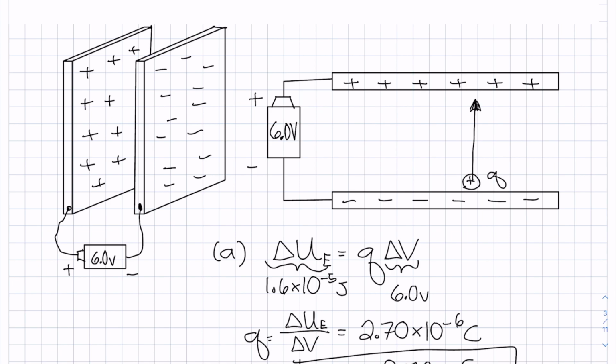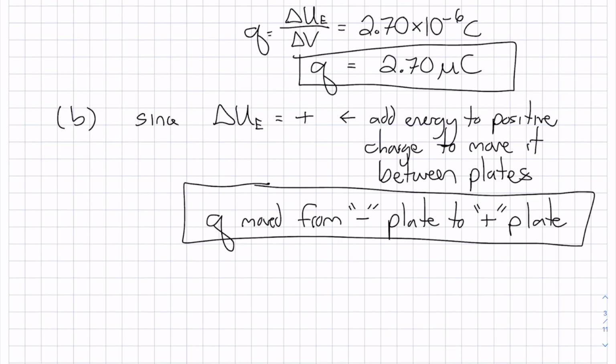Therefore, because we're given that the change in potential energy of the charge is positive, we'd have to put energy in. Q would have to be moved from the negative plate to the positive plate. So the answer is Q would have to be moved from the negative plate to the positive plate.